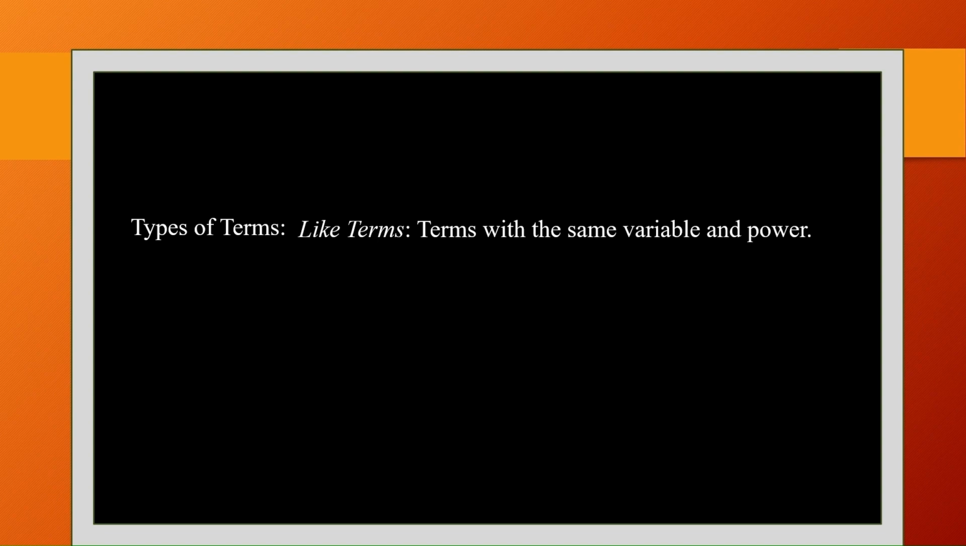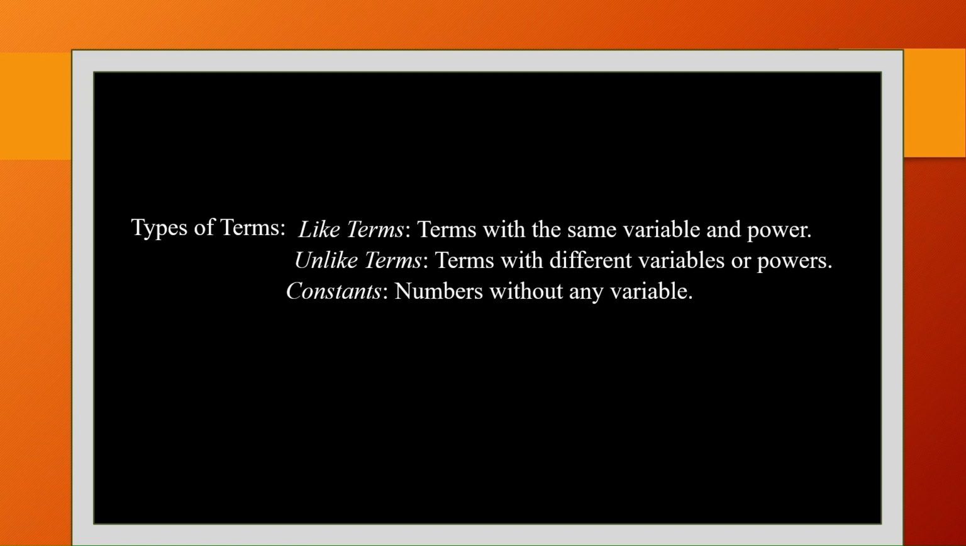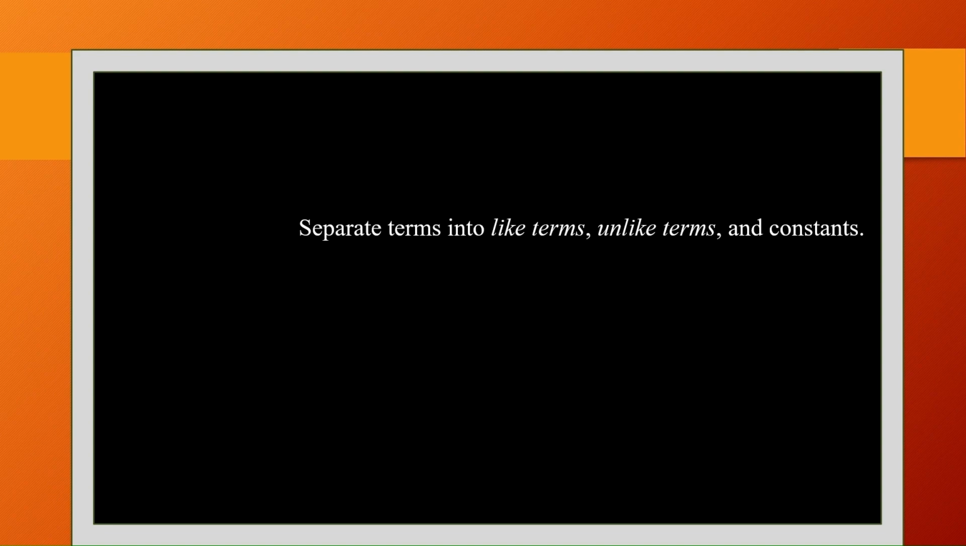Types of terms, as you know, there are like terms, that is terms with the same variable and power, unlike terms, terms with different variables or powers, and constants, that is numbers without any variable. For example, x plus x means 1x plus 1x, that is 2x. Separate terms into like terms, unlike terms and constants.